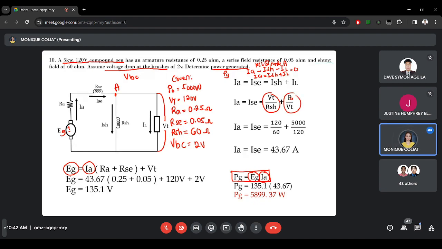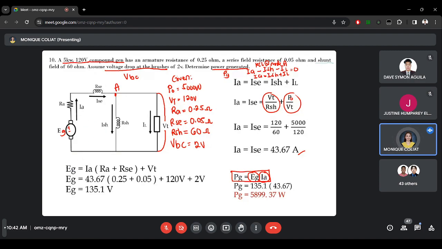Okay? So we have now VT which is 120, RSH natin is 60, and PO 5,000, VT is 120. So ang ating IA which is equals to ISE ay 43.67 ampere. So now that we have IA, we can now move to EG.